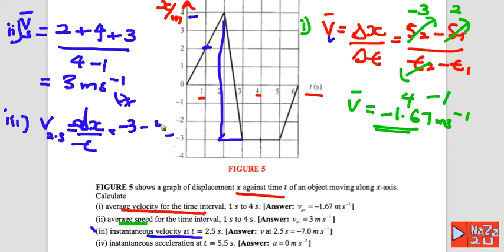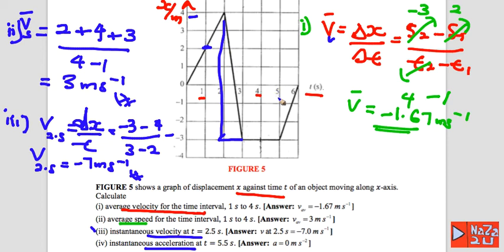We have 4, divided by t. You can use 3 to 2 here. We have the gradient. So this is 3 minus 2. So now you can find V instantaneous at the time 2.5 seconds is equal to negative 7 meter per second. Alright. And number 4, instantaneous acceleration at t equals 5.5.